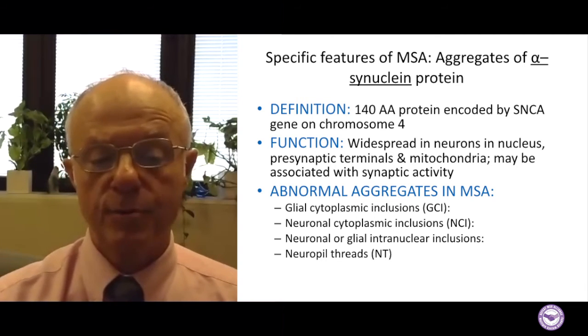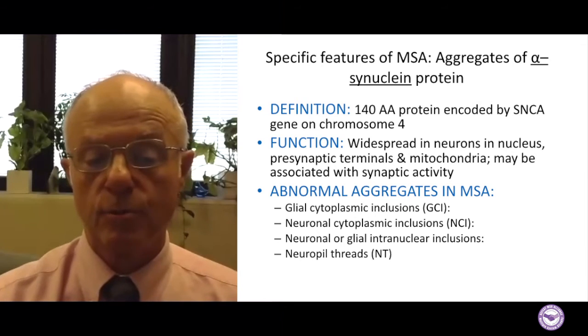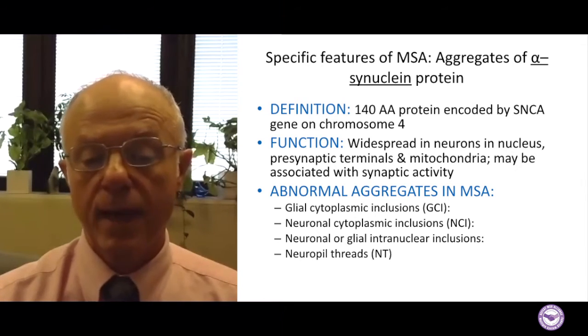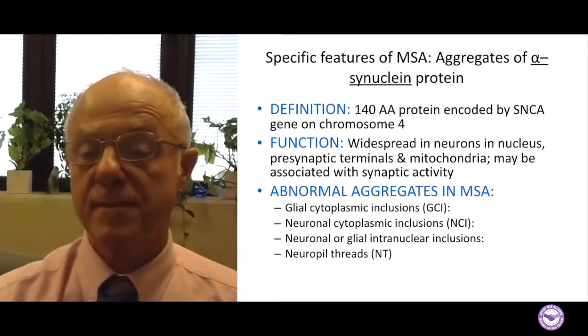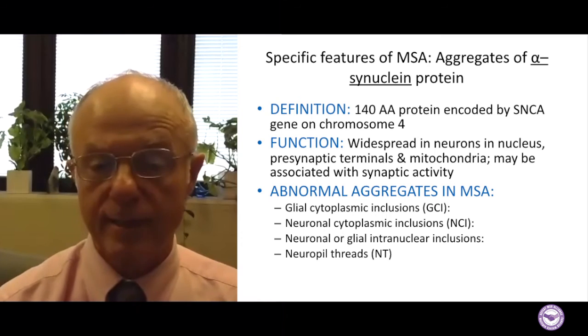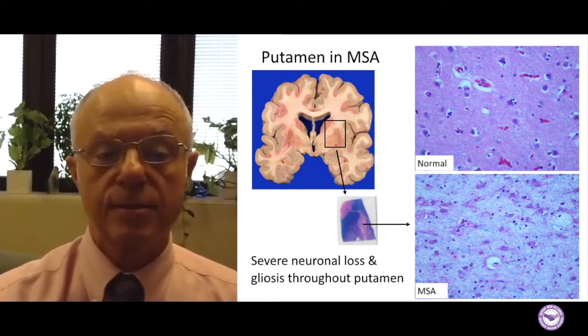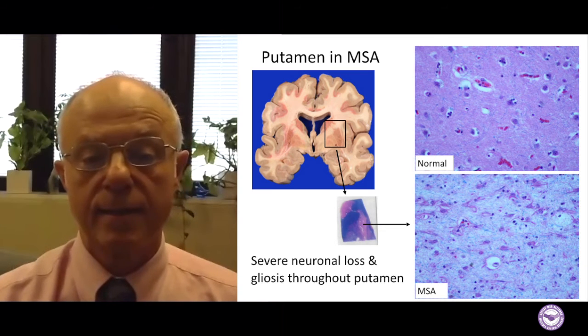We may also have the protein accumulating in the nucleus of these cells, not just the cytoplasm. So those are neuronal or glial intranuclear inclusions. And then it may occur in the processes of the cells, the axons or the dendrites, and these are referred to as neuropil threads.